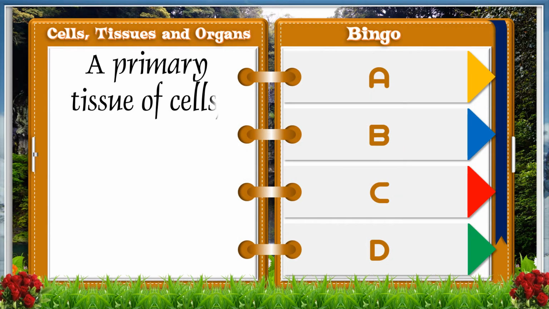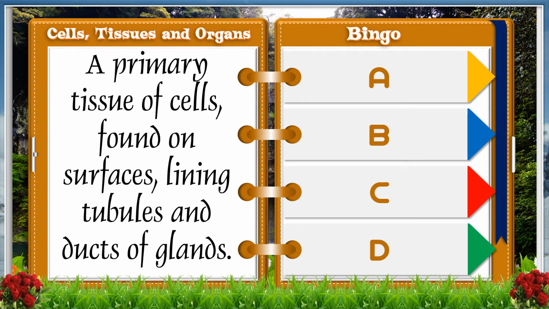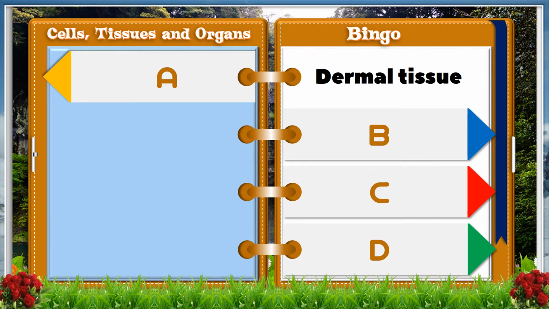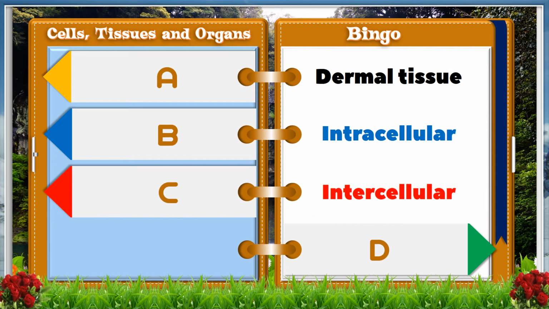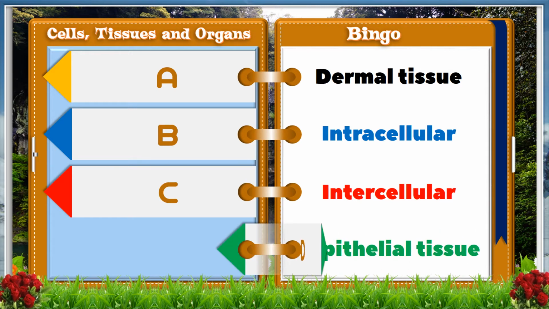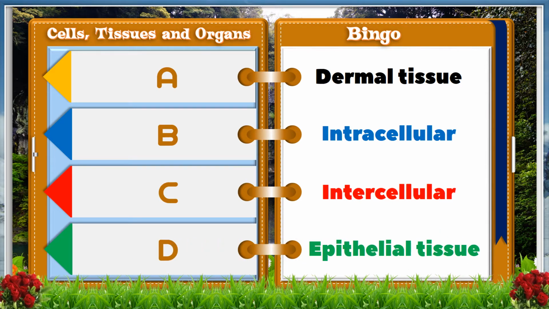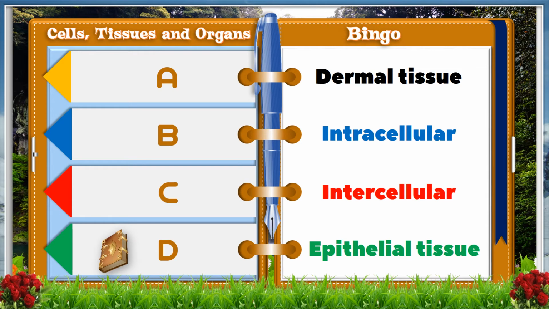A primary tissue of cells found on surfaces, lining tubules and ducts of glands. A. Dermal tissue. B. Intracellular. C. Intercellular. D. Epithelial cells. And the answer is epithelial tissue.